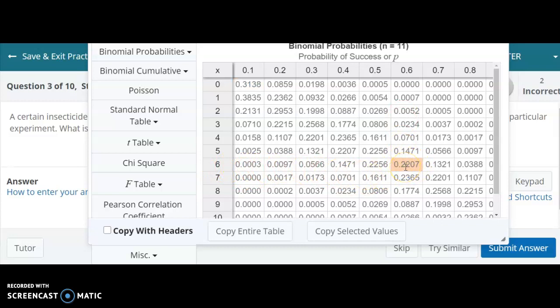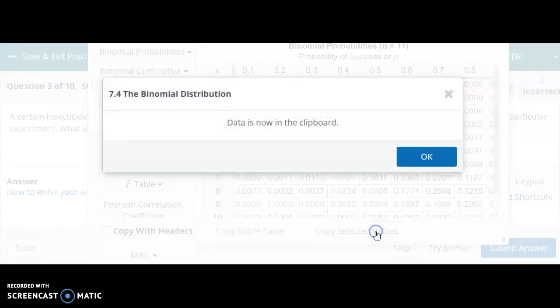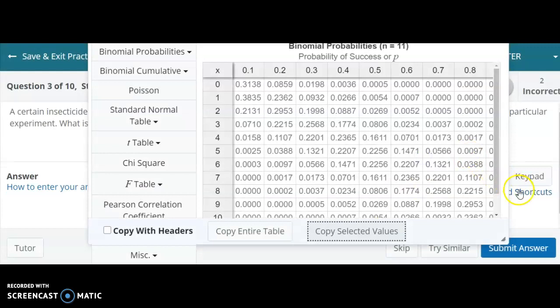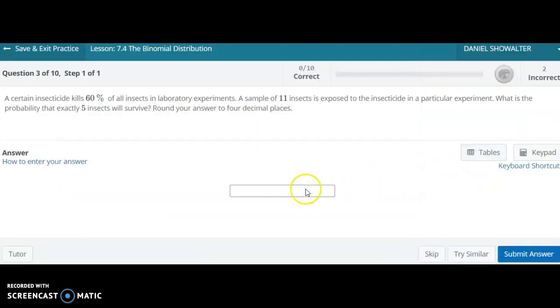Again, in plain English, we have 11 bugs. We want to kill exactly 6 of them. That means 5 of them would survive. And the chance of killing any given one is 0.6. So 0.2207 is what we want here. And we need to copy and paste that value.